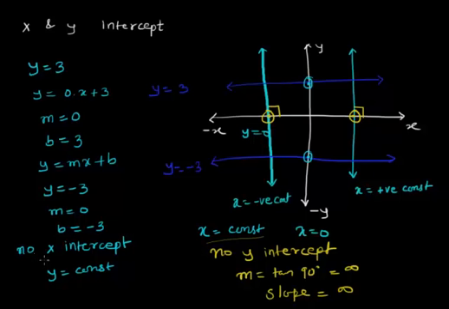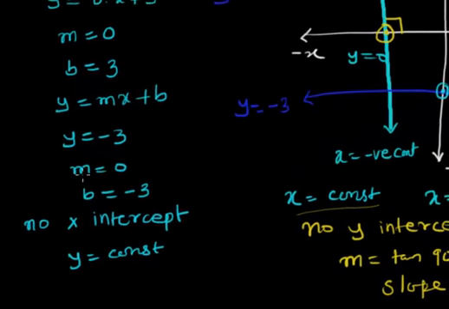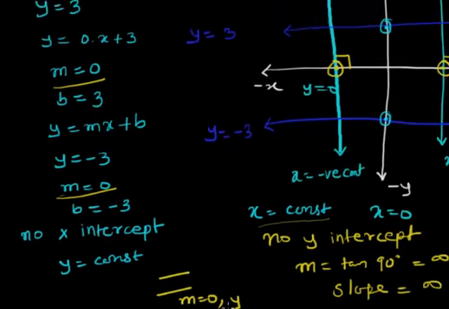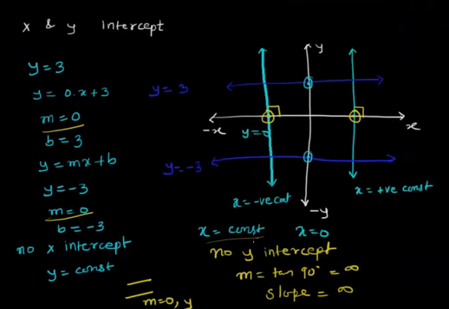And the lines which are y equals constant are parallel to the x-axis, they have a y-intercept, and the angle with the x-axis is 0. That's why m is 0 for the lines which are y equals constant. For the lines parallel to the x-axis, m is 0 and only the y-intercept is there, because they are represented in terms of y. For the lines which are represented in terms of x, we have only the x-intercept, and m in this case is undefined.